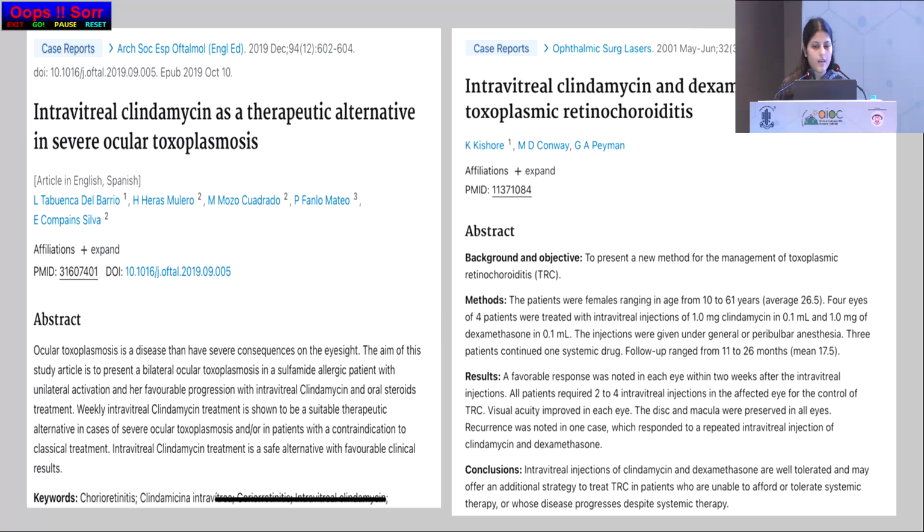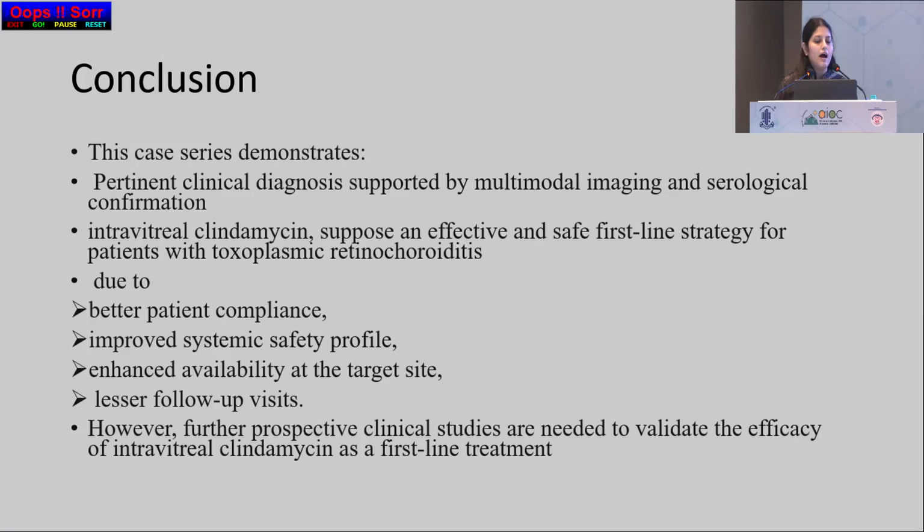So we can see that without trimethoprim and pyrimethamine, we have treated the patients with intravitreal clindamycin and dexamethasone only, and thus we have got good results. So we came to the conclusion that since there are few studies, further prospective clinical studies are needed to validate the efficacy of intravitreal clindamycin as first-line treatment for cases of toxoplasmosis.